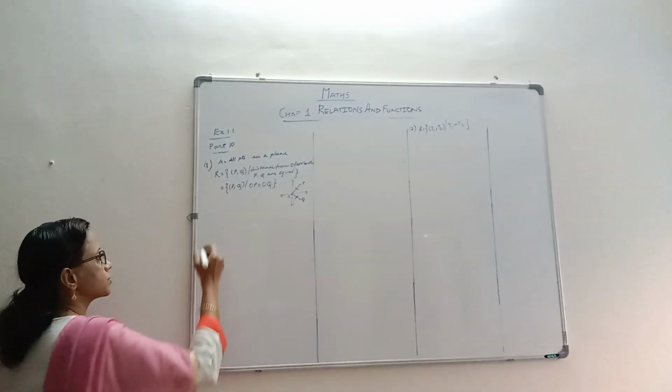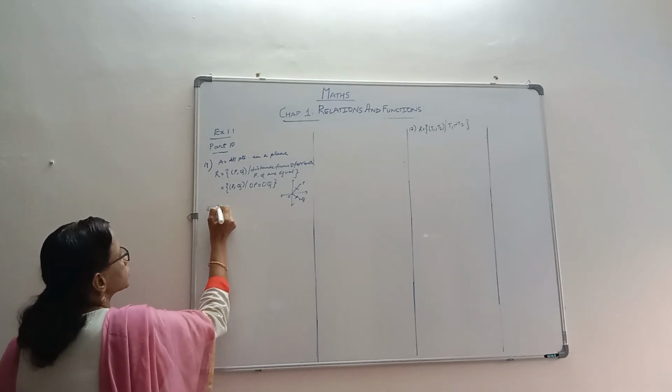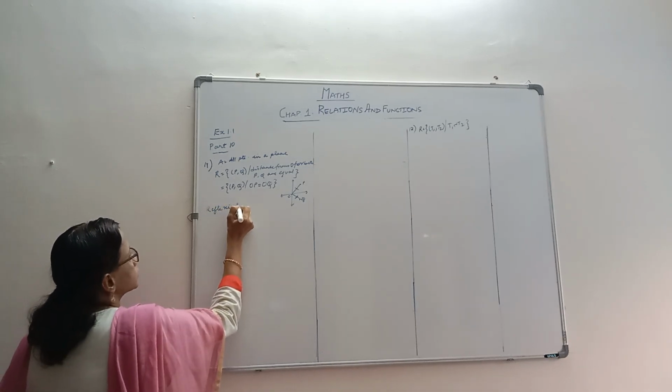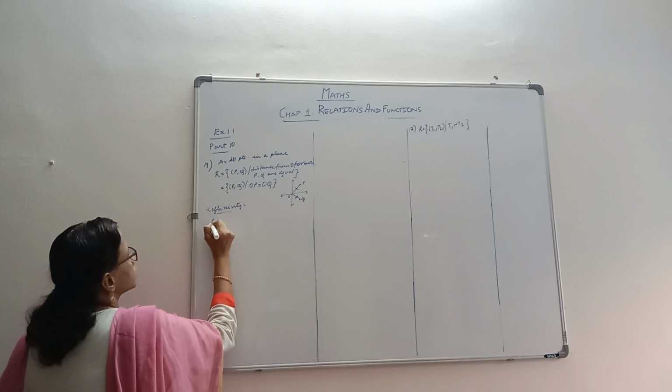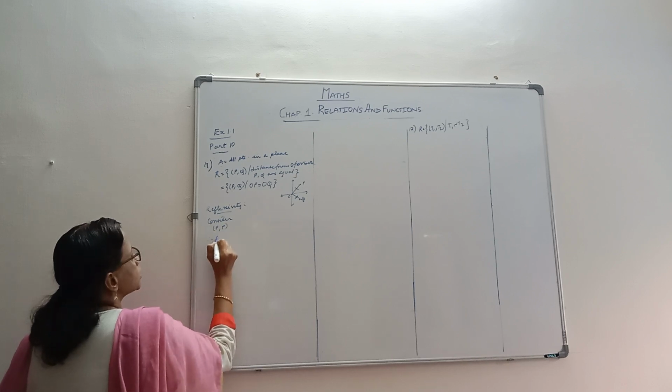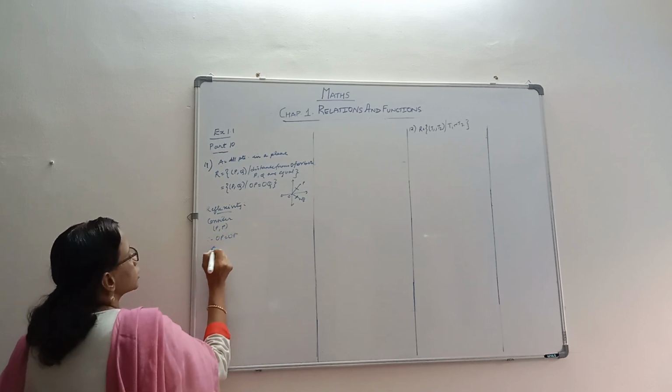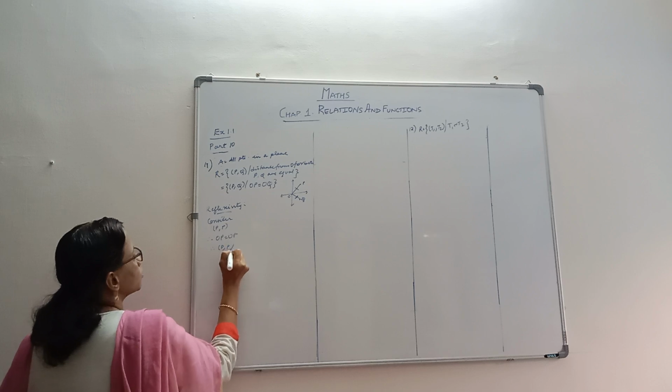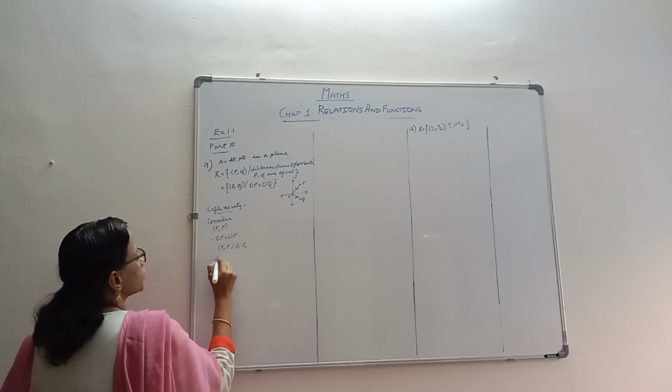First we'll start with reflexivity. Consider P comma P. Obviously OP is equal to OP, so P comma P will belong to R. So R is reflexive.